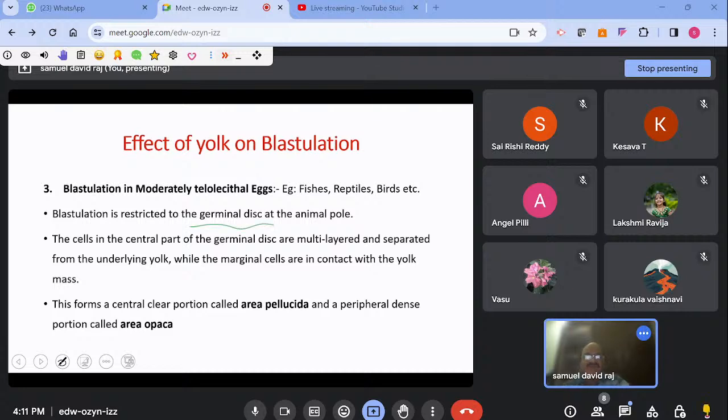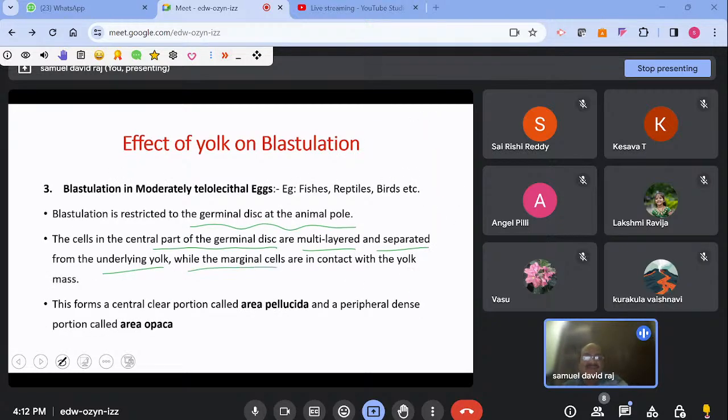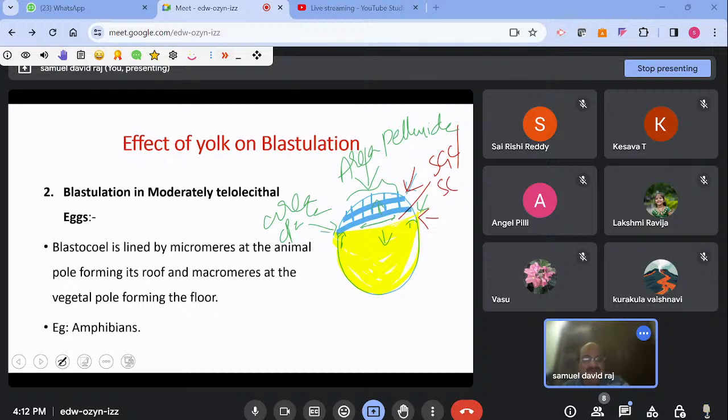This is what they are telling us. Blastulation is restricted to the germinal disc at the animal pole. The cells in the central part of the germinal disc are multilayered and are separated from the underlying yolk, while the marginal cells are in contact with the yolk mass.